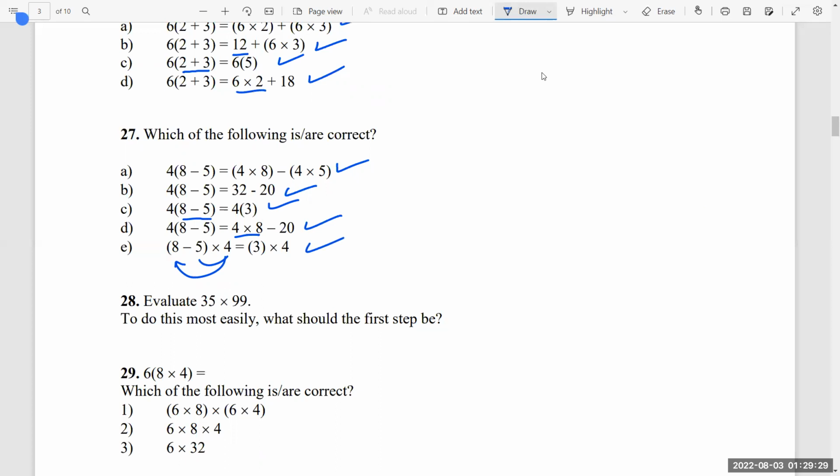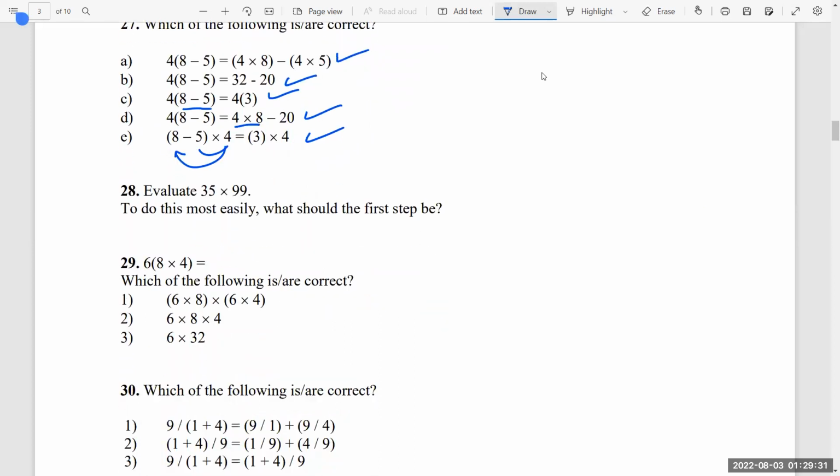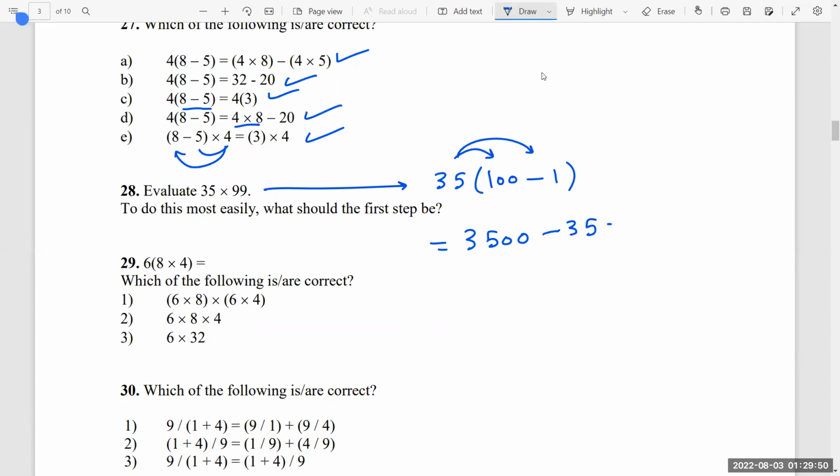Number 27. Evaluate 35 times 99 to do this easily. What should the first step be? The first step here to do it easily, just make 99 as 100 minus 1. This is the step, because the answer will be 3500 after using the distributive property, minus 35. Thank you, that's it. 3465, easy.